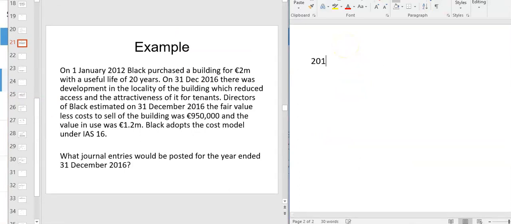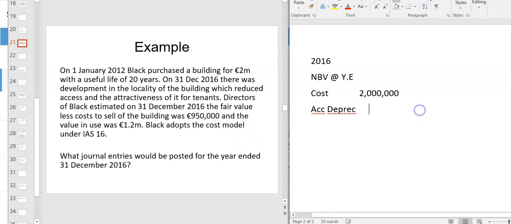Right, so we'll bring this up and put these side by side. So in 2016, your net book value at the year end. Calculate this first. So you have your cost. Your cost is 2 million. We'll put in the full figures just for completeness. And then we have accumulated depreciation. Now be careful here. This is where some students go wrong. They're not paying enough attention. It's from 2012 to 2016. That is, be careful, 5 years. You have all of 2012, all of 2013, all of 2014, all of 2015, all of 2016. So it's 5 years depreciation.